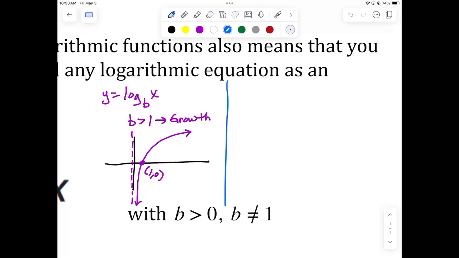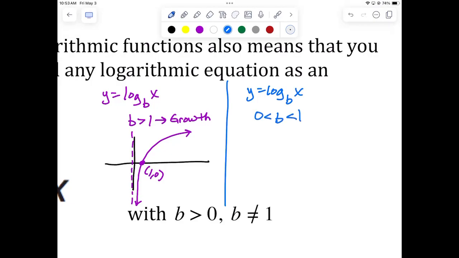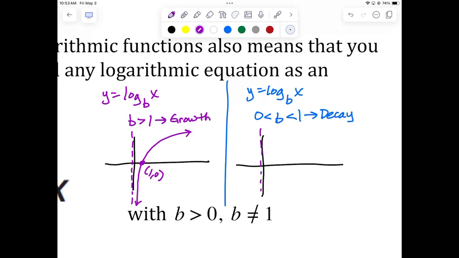All right, now there's one other version. What if we have y equals log base b of x, but now the base is between 0 and 1? If that were exponential, between 0 and 1 means it's exponential what? Decay. Guess what we call it now? Logarithmic decay. It's still decay. So here's what it would look like. It still has a vertical asymptote on the y-axis. It still has a reference point of 1, 0. But instead of increasing from left to right, it does what? It decreases from left to right.